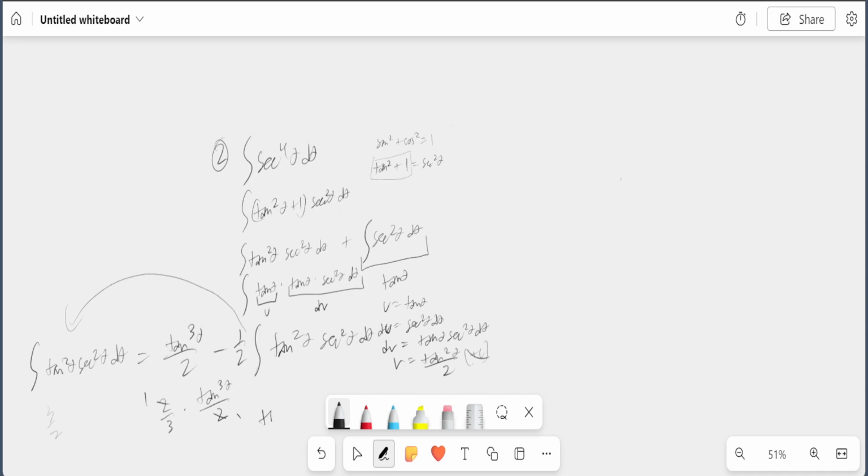So now it's tangent cubed theta over 3. I'm gonna write it over here. Tangent cubed theta over 3. And then we forgot about this, so let's put that over there. Plus tangent theta plus c. Is that right, or did I mess something up? Alright, I think it's good. We'll see. That should be good.